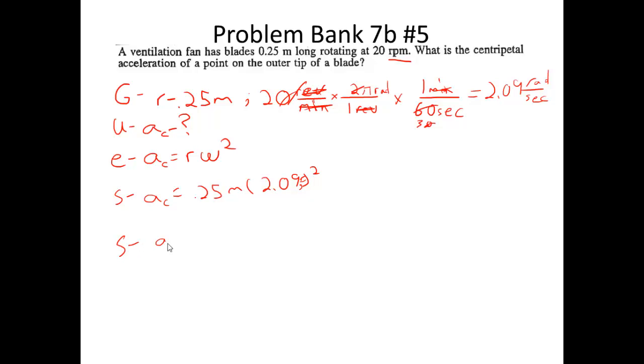Our solution to that is a sub c is equal to 2.09 squared equals 4.36 times 0.25, which is equal to 1.09 meters per second squared.